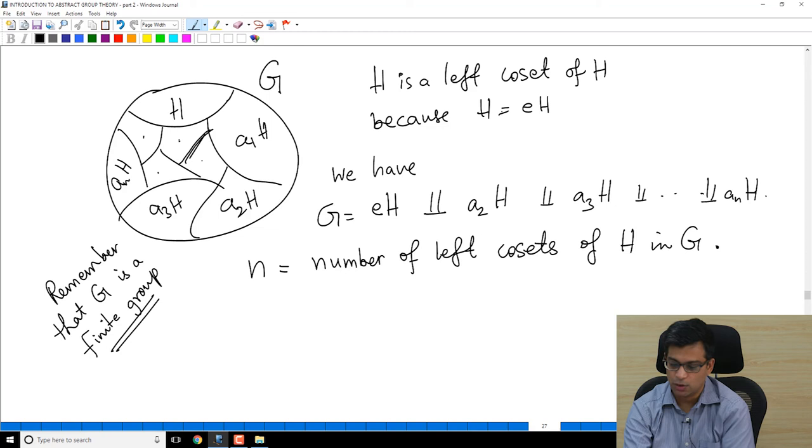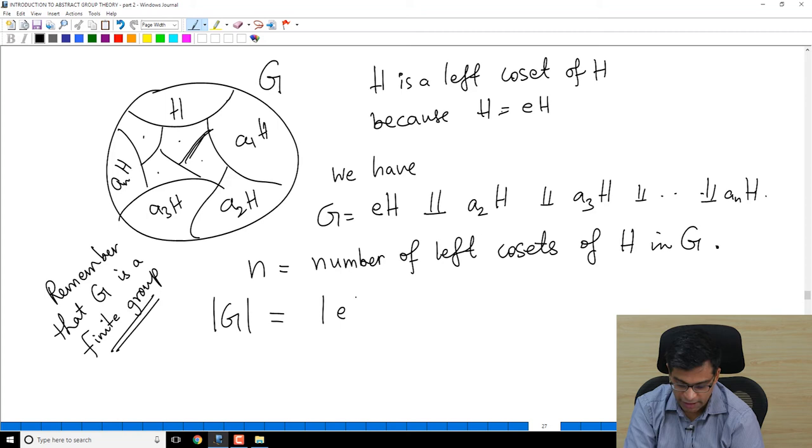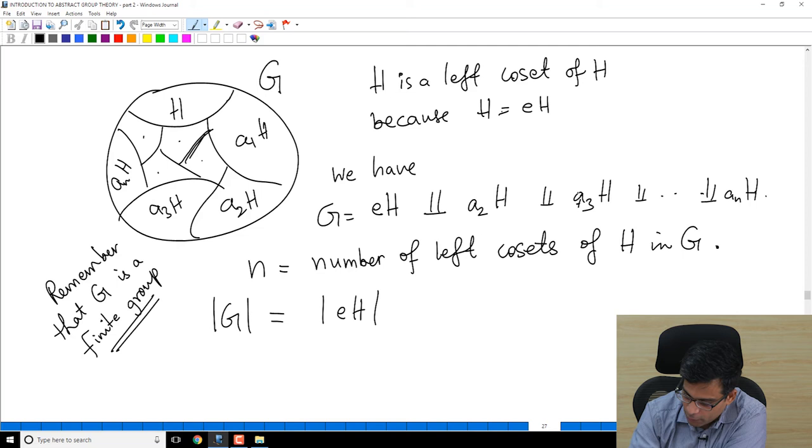these cosets, the cardinality of G, the number of elements of G, which is the order of G, is the number of elements of... let me use, for simplicity, the same symbol within vertical bars. Number of elements of G, because G is a disjoint union of these things, every element of G is in exactly one of them, right? So the number of elements of G is the number of elements of EH plus the number of elements of A2H plus the number of elements of A3H, and finally the number of elements of ANH.